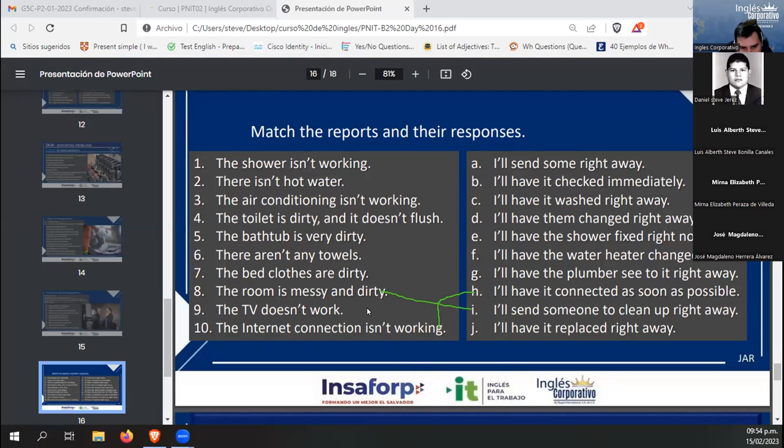The TV doesn't work. Water pump. Change. Plumber. No, because it's plural. Replace. I have it replaced right away. Maybe.